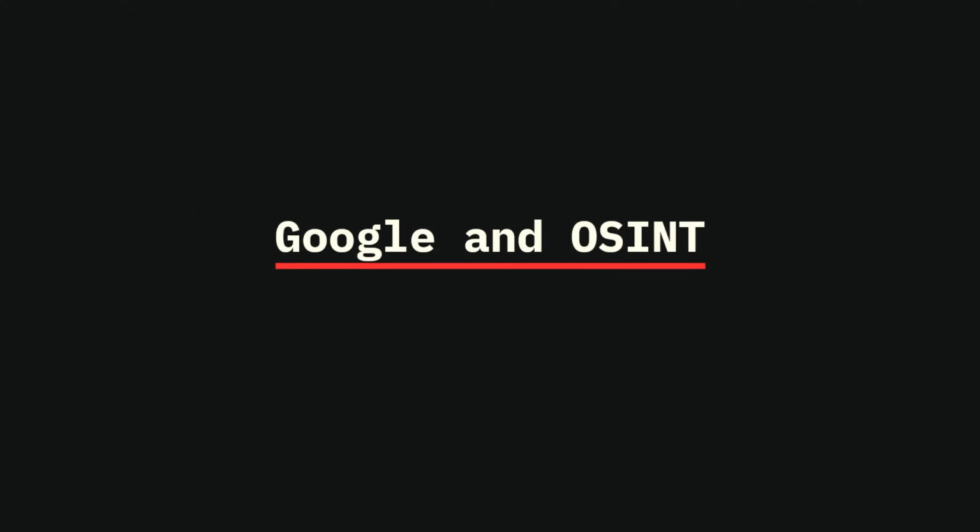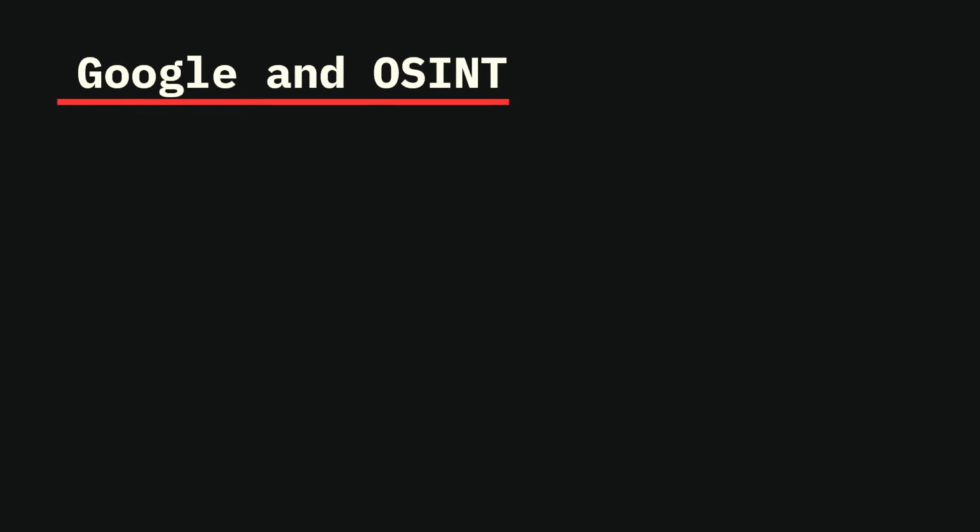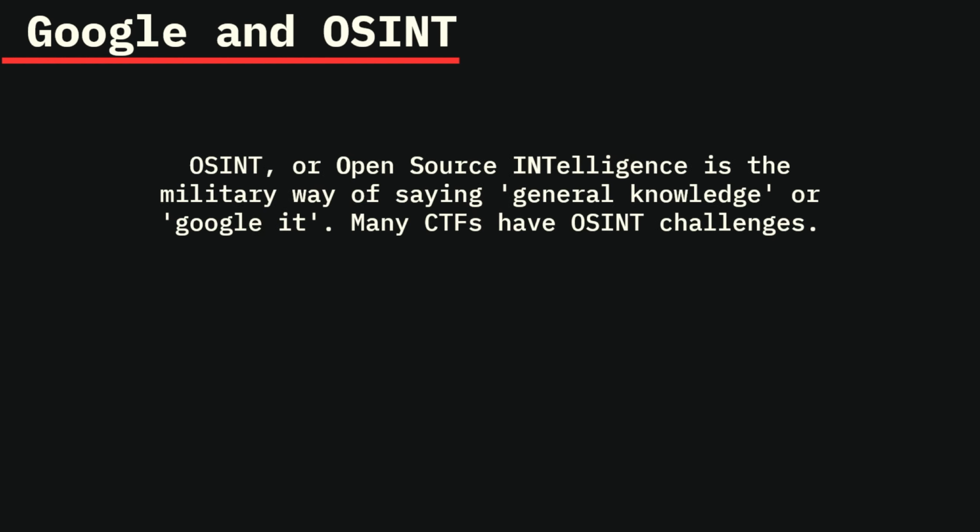So this is where we move to the next topic called OSINT. OSINT is a very funny way of saying open source intelligence, which is the very military way of saying general knowledge or things you know. I like to just call it the Google it challenges. In most cases, you can just Google it if you don't know it already.